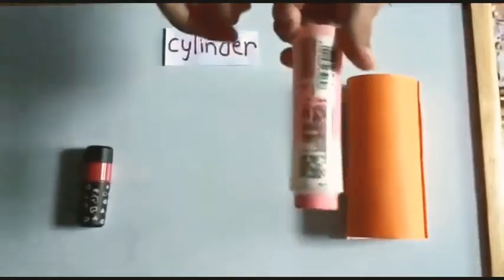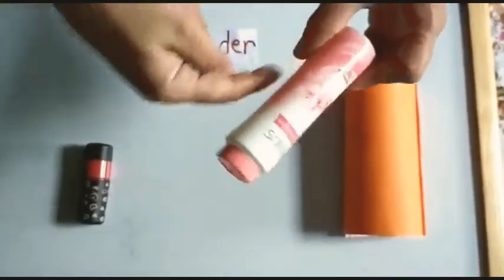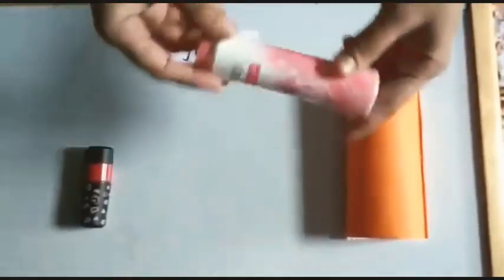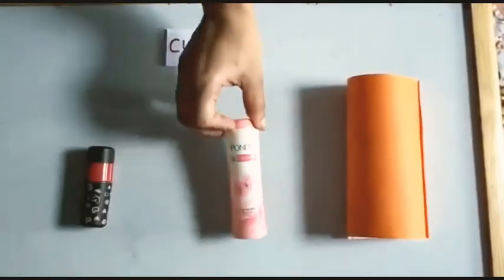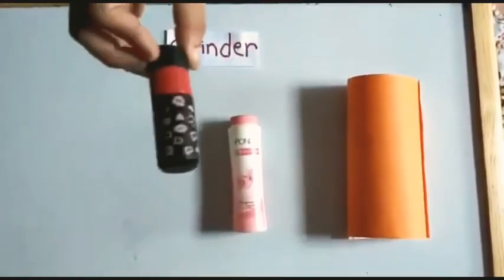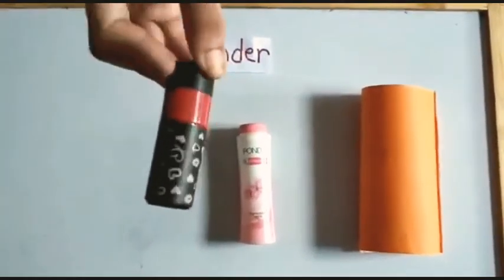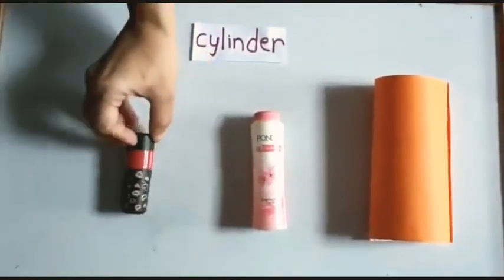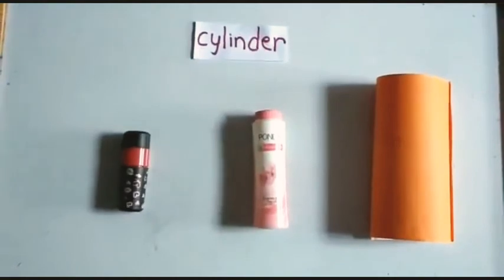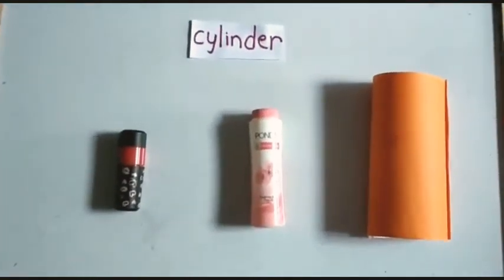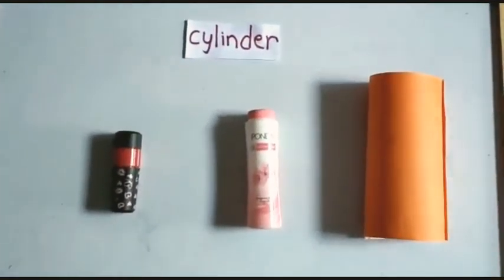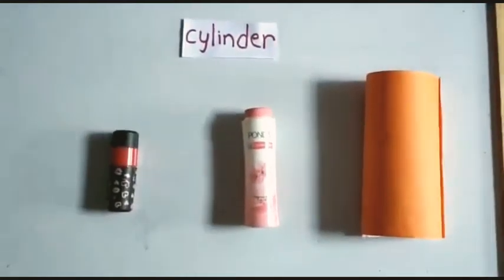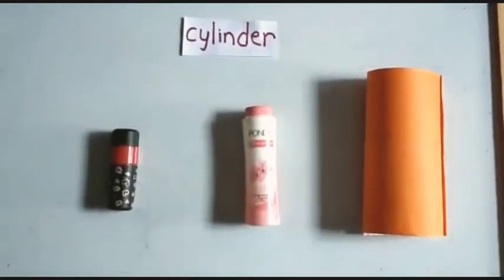Can you see this object? It's not a circle. Okay children, don't get confused. It's a cylindrical. That's why this shape is called cylindrical. Can you see this lipstick? Which shape is this? It's round. So it's a cylindrical shape. Okay children. It doesn't have any sides. It's round. Okay. So now we'll see next some more shapes.